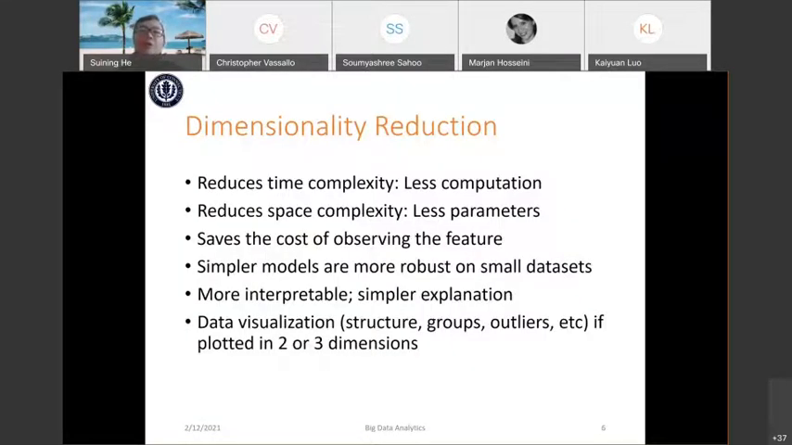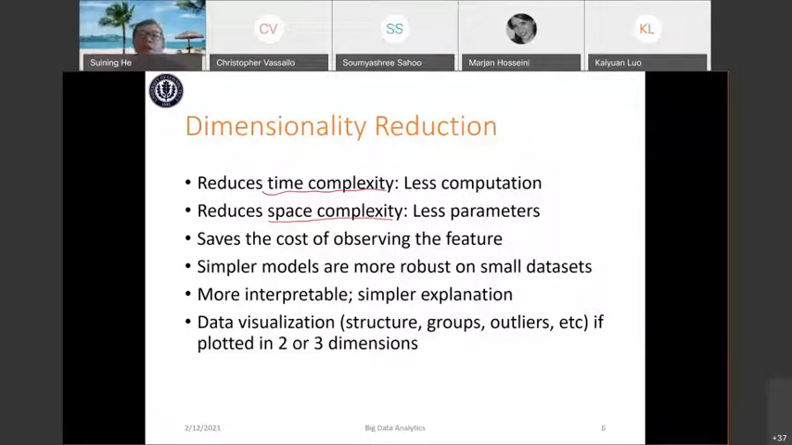So actually, there are a lot of different benefits of dimensionality reduction. Say we can reduce the time complexity. It's very simple to understand because, say we are calculating the distance between the data points, the more dimensions, the more calculation we need to do. So reducing the time complexity would be also important. And of course, in terms of space, it can also help us reduce the space complexity, and we need fewer parameters to describe the data point.